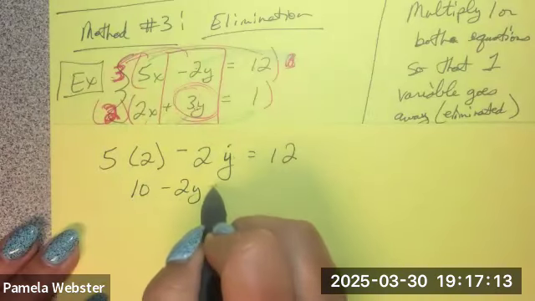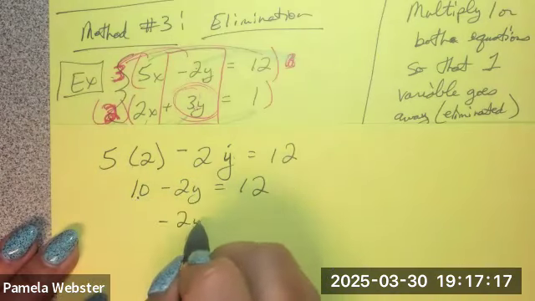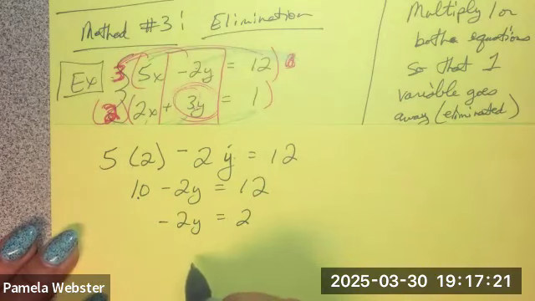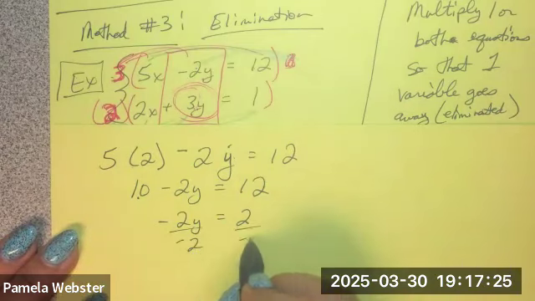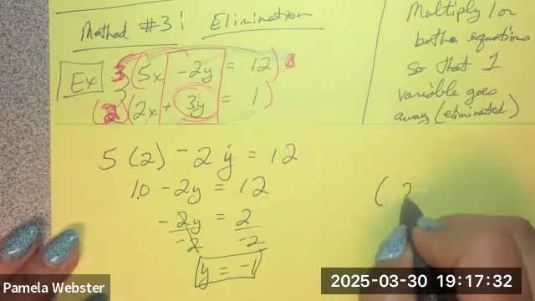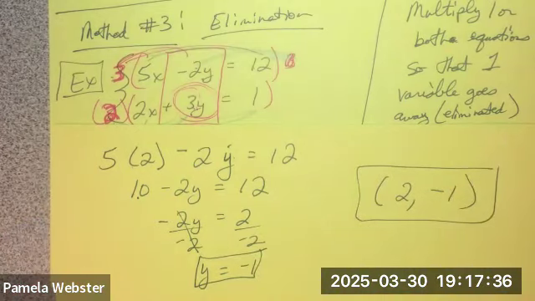10 minus 2y equals 12. I'm going to subtract the 10 off. Minus 2y equals 12 minus 10 is 2. And then I'm going to divide by negative 2. Y equals negative 1. All right. So my value is 2, negative 1. That's my solution. Okay.